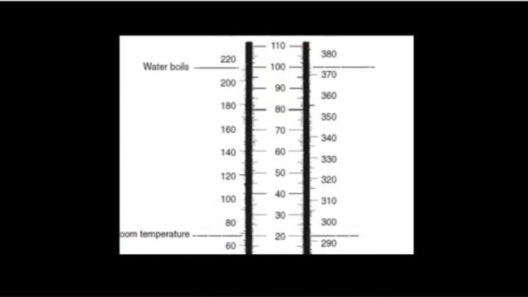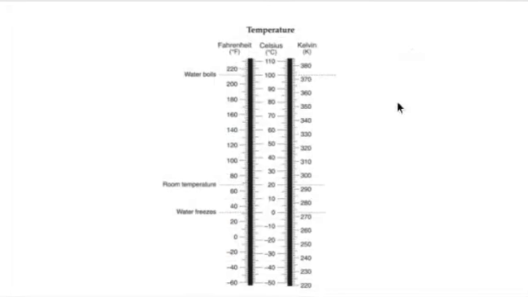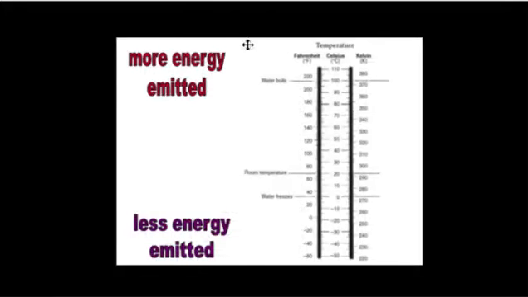On page 13 of your Earth Science Reference Tables, we have a chart that looks like this. Here's a better image. We have Fahrenheit, Celsius, and Kelvin, and we have temperature. The higher we are on this, the faster those molecules are moving. So higher up, more energy emitted, and lower down, less energy emitted. Higher up means higher temperature, more energy, higher kinetic energy. Lower means less energy, lower kinetic energy.